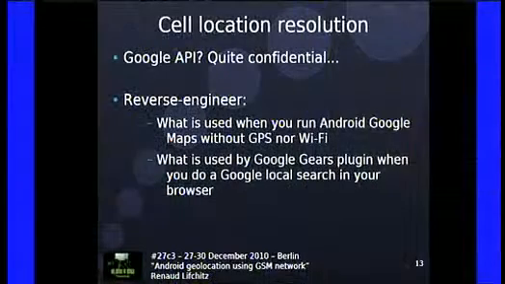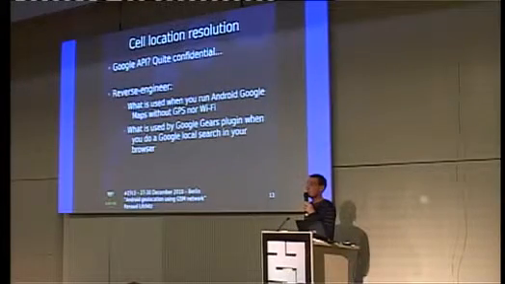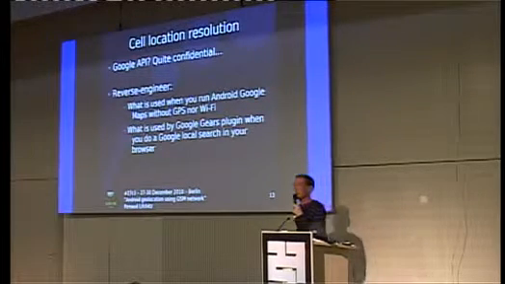But is there a Google API somewhere? Yes, but it's quite confidential. There is a Google API. In order to be sure there is a Google API, try to run Google Maps with the GPS and the Wi-Fi disabled. Your phone will then only be able to geolocate using GSM, right? I have tried this, and I have seen there is some kind of API the phone uses to be able to geolocate, right?